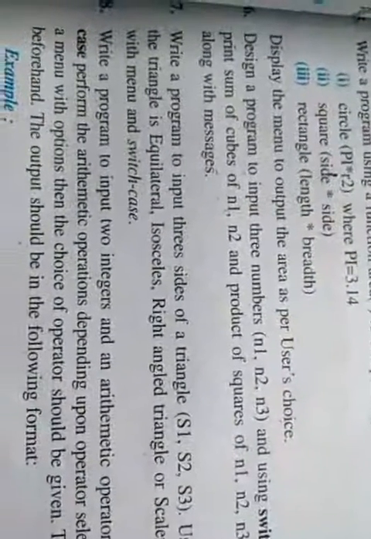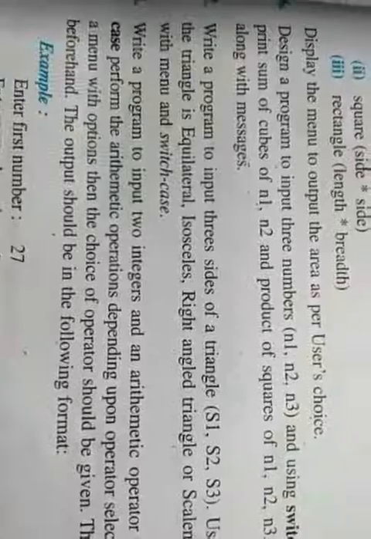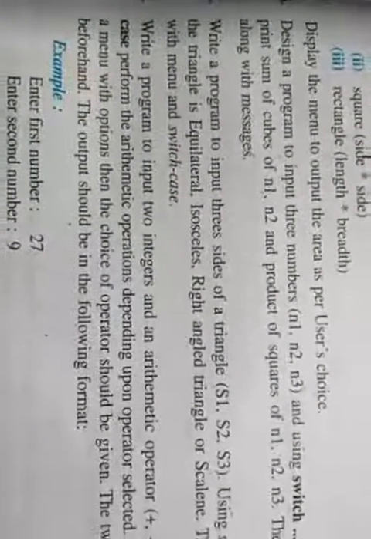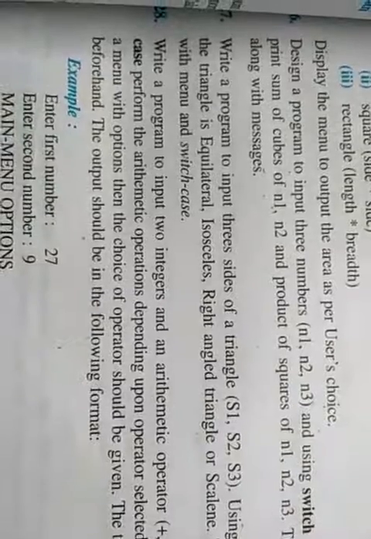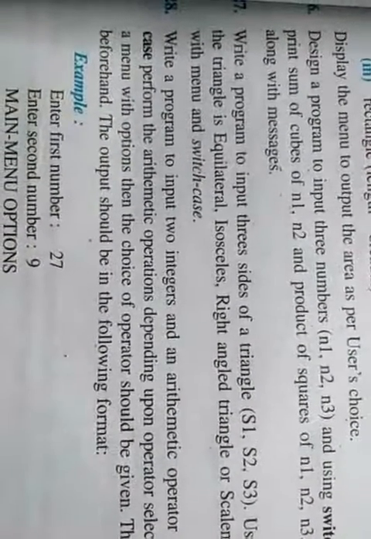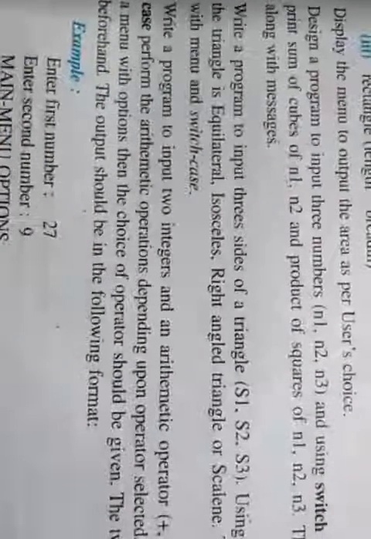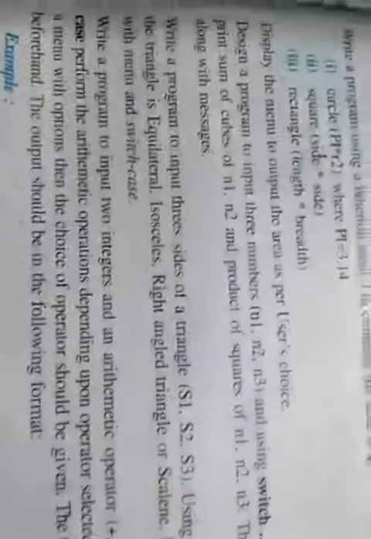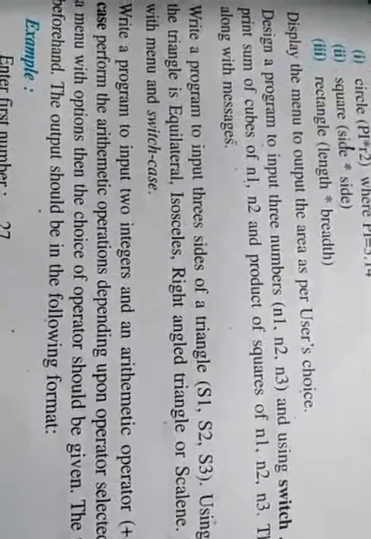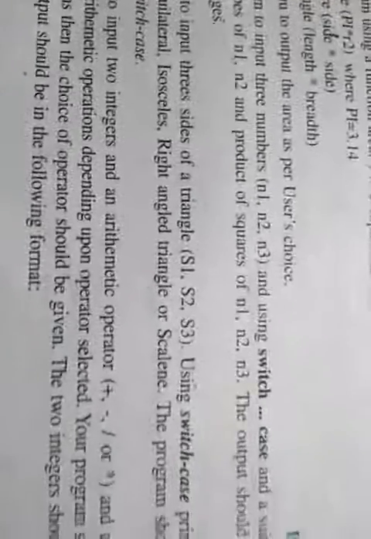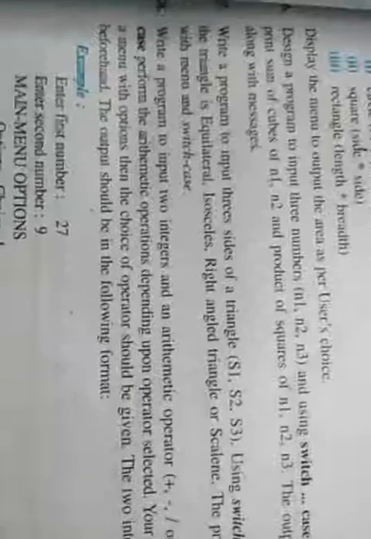So, good morning, students. Here I am continuing chapter 5 and the program of switch statements. So, we are solving here question number 27. Write a program to input the three sides of a triangle S1, S2, and S3 using switch statements. The triangle is equilateral, isosceles, right angle triangle, or scalene or not. The program should be used with a menu and switch case.